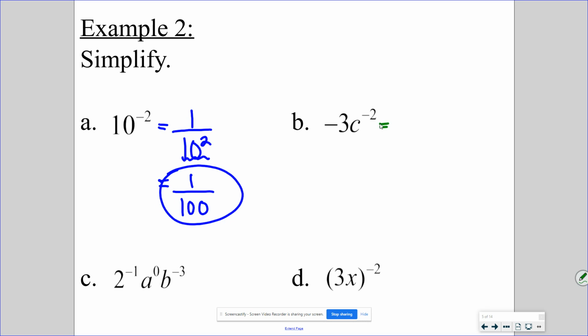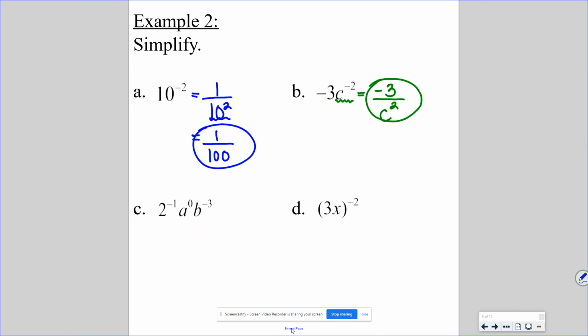In example B, same thing. When you see a negative exponent, what you need to do first is turn that into a fraction. Now be careful. The negative exponent is only attached to the c. So the c squared is the only thing that will go into the bottom of your fraction. Anything else will stay on the top. So the negative 3 will remain on top, and then c squared would go in the denominator.